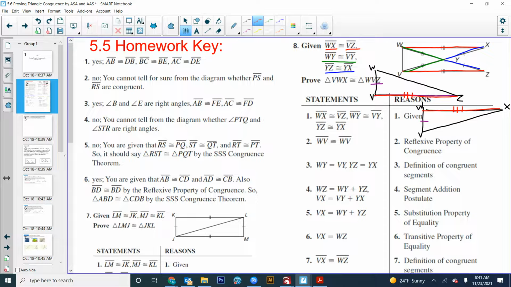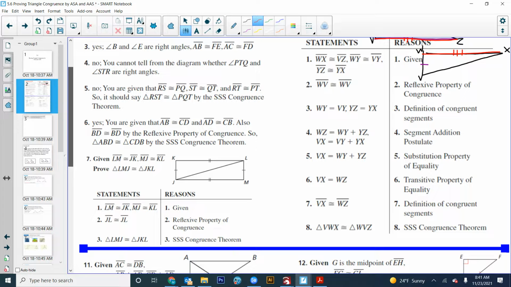All right. So that was probably the tricky part. All right, back on task. It took the segment addition postulate to get WZ and VX. And then you could have said substitution there, or transitive property is fine as well, to then say those corresponding sides are congruent. All right?